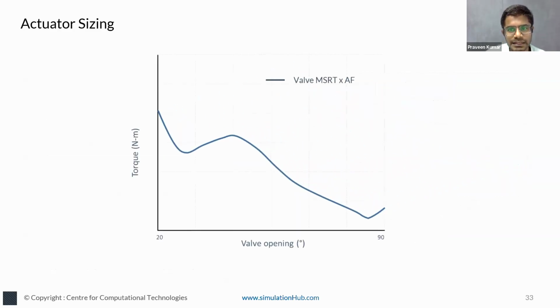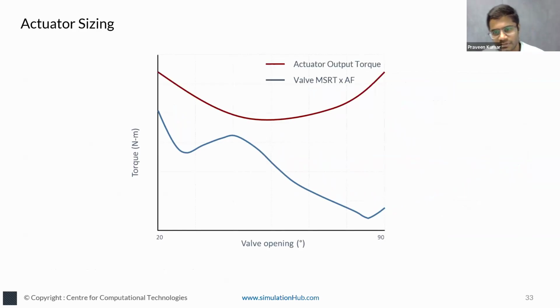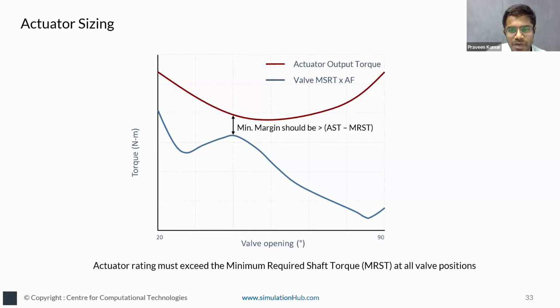Now you take this actual sizing torque, which is the MRST multiplied by the factor, and you plot the actuator output torque. You make sure that even the minimum of the actuator output will always be above the curve of the actual sizing torque which we calculated. That is the minimum margin that should be maintained. This is just a rough idea of how the CDT contributes to the actual actuator sizing.